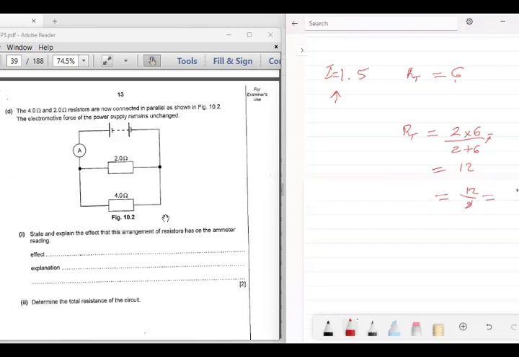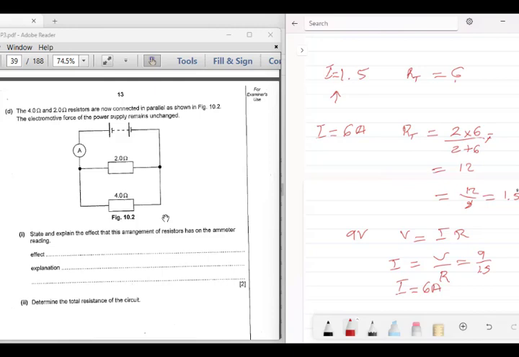The total resistance is 1.5. And the power source was 9 volts, right? So V is equal to IR. I is equal to V over R. That is 9 divided by 1.5. So that's 6 amps. From 1.5 to 6 amps. So the reading will go up.